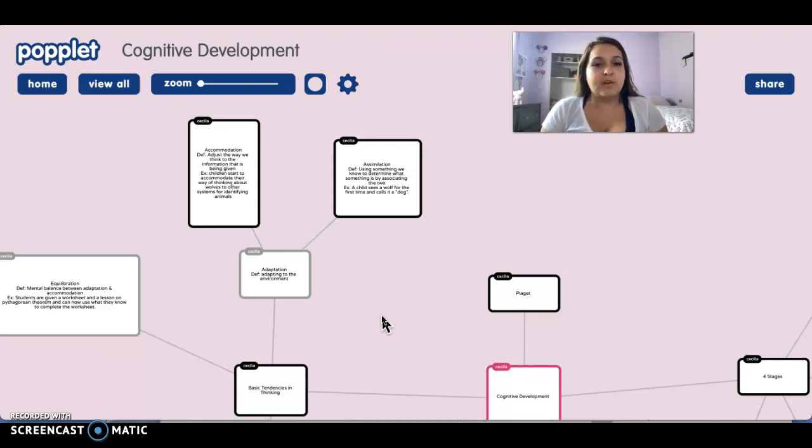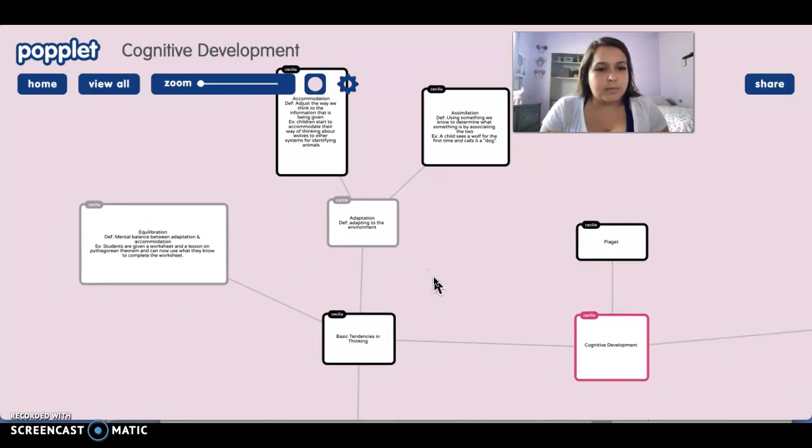Also, for adaptation, we have accommodation. So we're adjusting the way we think to the information that is being given, rather than changing the information to the way we think. The example I gave was that children start to accommodate their way of thinking about wolves to other systems for identifying animals. So instead of saying that they're automatically dogs, now they're saying, okay, they have four legs, they howl, and they travel in packs. Things like this.